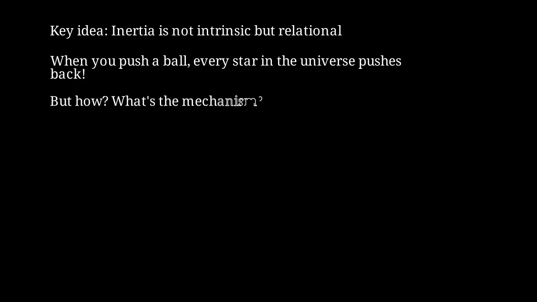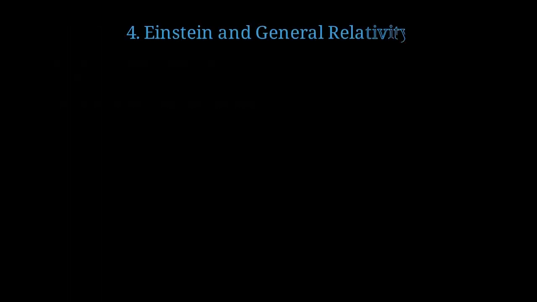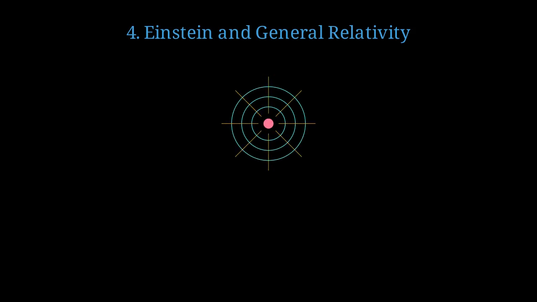Mach's principle was philosophically appealing, but lacked a concrete physical mechanism. How do distant stars exert this influence? Einstein was deeply influenced by Mach's ideas when developing general relativity. In general relativity, mass curves spacetime itself. This curvature affects how objects move through space. Einstein's field equations: the geometry of spacetime is determined by the distribution of mass and energy.